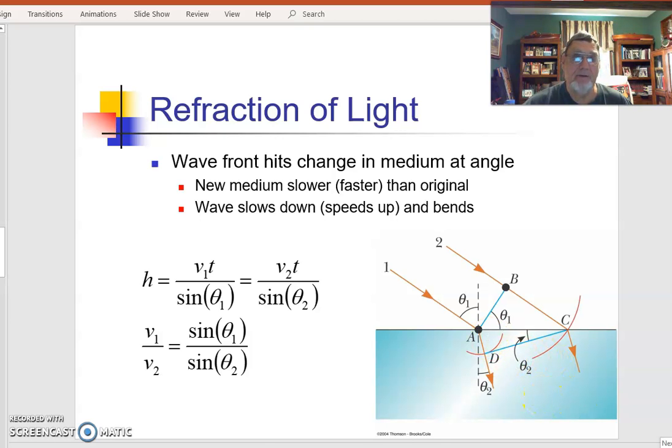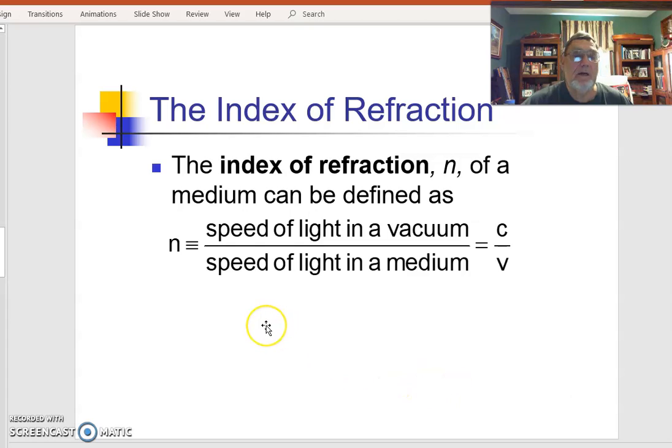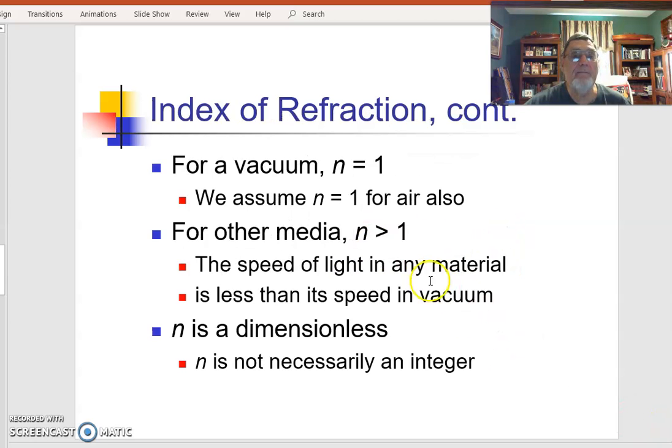That's refraction. We're going to characterize it with a thing called the index of refraction, which is simply the ratio of the speed of light in vacuum to the speed of light in the medium. Light often travels slower in various mediums than it does in a vacuum. So that number is typically going to be bigger than 1. For vacuum, n is 1. For other media, it's going to be bigger than 1 because the number on the bottom is going to be smaller than the speed of light. It's a ratio, so it has no unit.